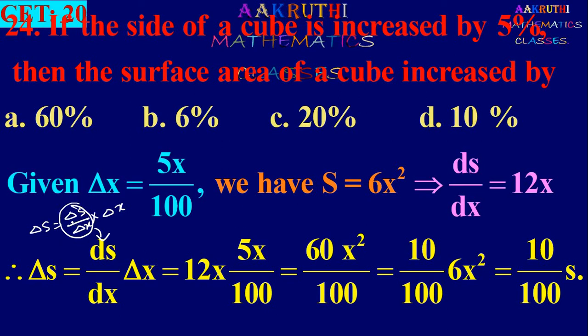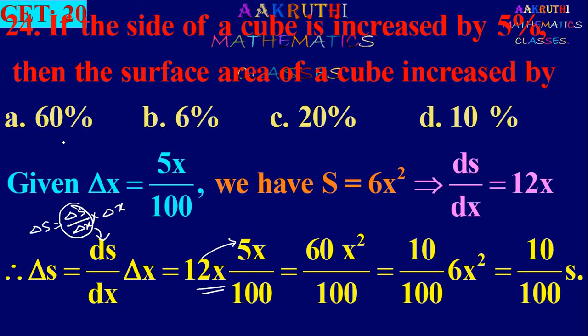In approximation, we write delta S by delta x as dS by dx into delta x. Here dS by dx is 12x and delta x is 5x divided by 100. When we multiply, 12 into 5 is 60 and x into x is x square, divided by 100. So delta S is 60x square divided by 100.